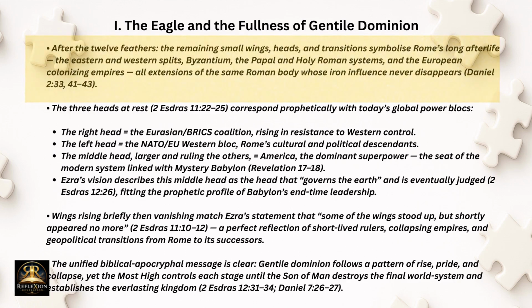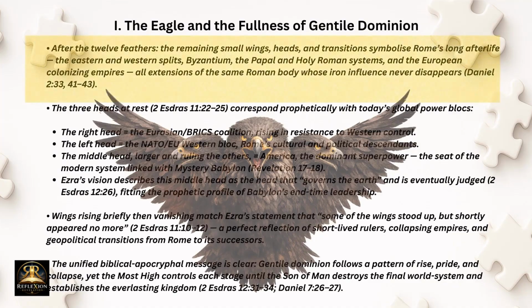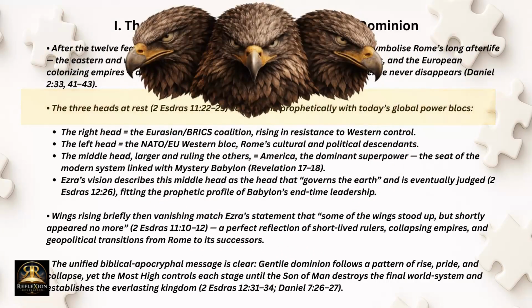12 feathers. So obviously small wings, heads, transitions symbolize Rome's long afterlife, the Eastern and Western splits, Byzantium, the Papal and the Holy Roman systems, the European colonizing empires, all extensions of the same Roman body whose iron influence never disappears. The 3 heads at rest obviously correspond prophetically with today's global power blocks.